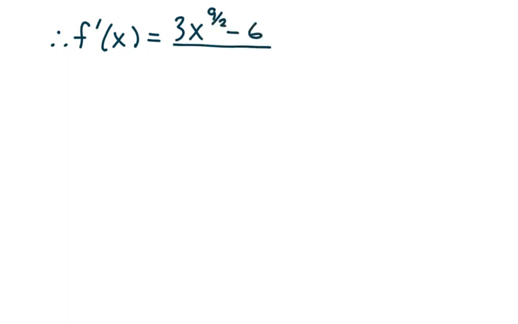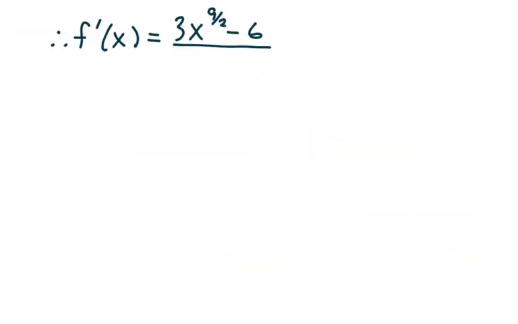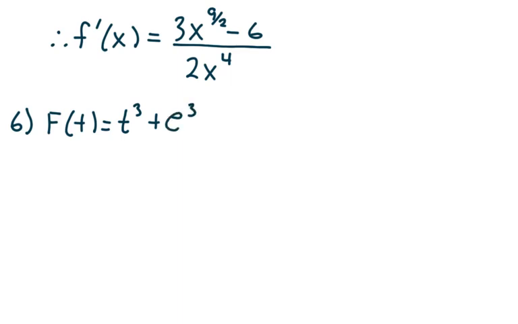In the denominator, I get 2x to the 4th. That's how we do example 5. Example 6. Suppose I had f of t is equal to t to the 3rd plus e to the 3rd.